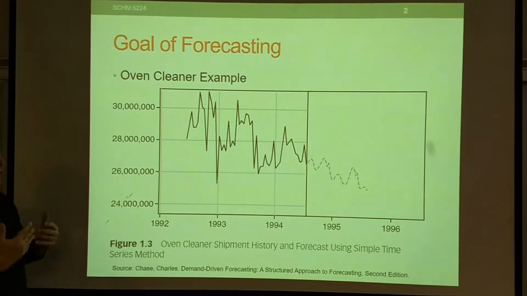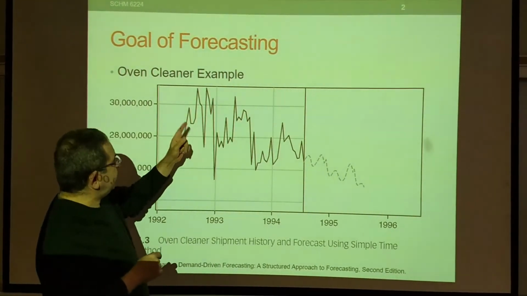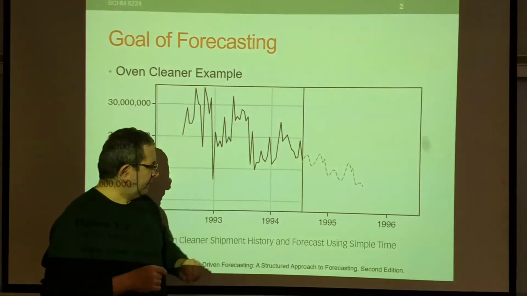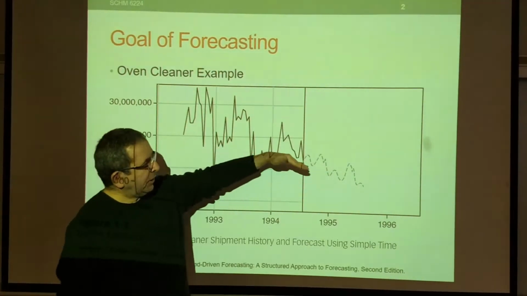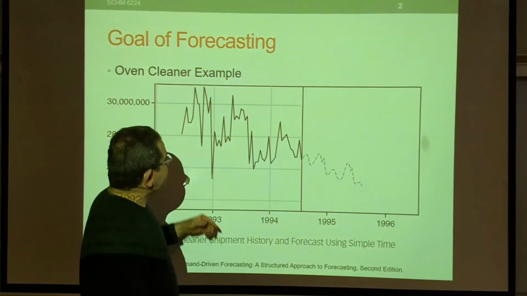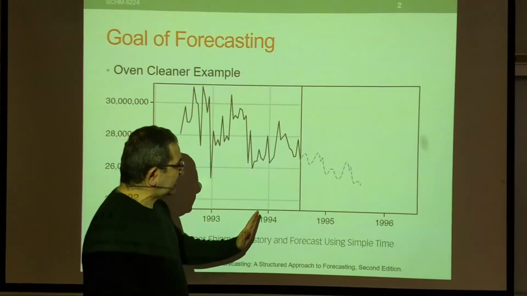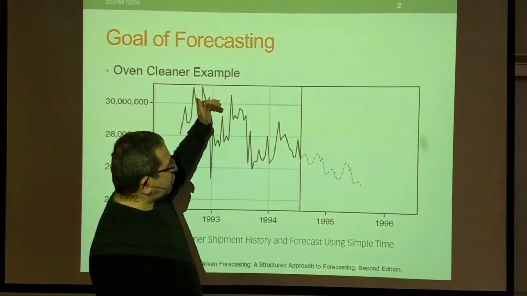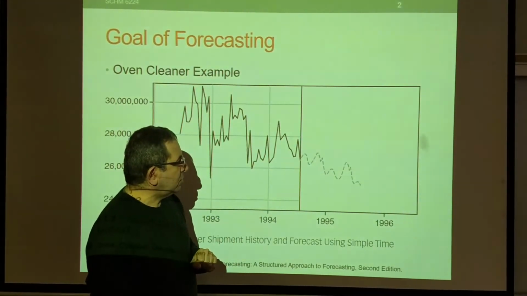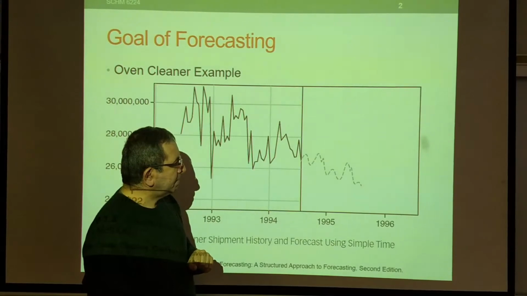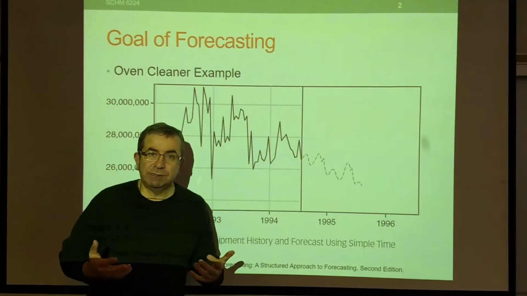So this product, this SKU, is an oven cleaner, and I think there should be monthly sales, 92, 93, 94. And if you look at the trend, there's a downward trend. There's some seasonality, and then there's a downward trend. So their forecast for the future is this product will keep declining. Okay, so this is their forecast for the future. And the question is, as a manager, what do you do?